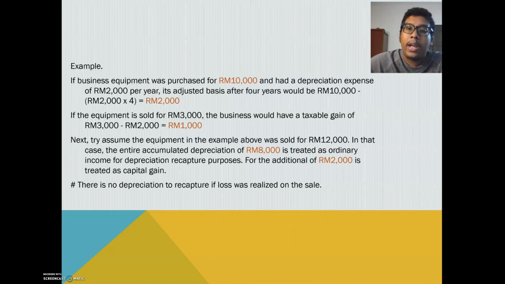For the additional 2,000 ringgit, they will treat it as a capital gain. Why 2,000 ringgit? Why not 4,000? It is because the 12,000 ringgit sale price minus 10,000 ringgit, which is the original purchase price, gives you 2,000 ringgit. So that is the example, and next is one of the notes.